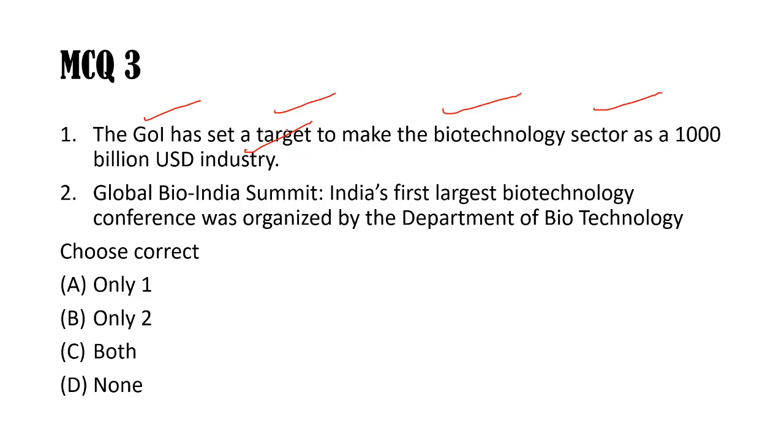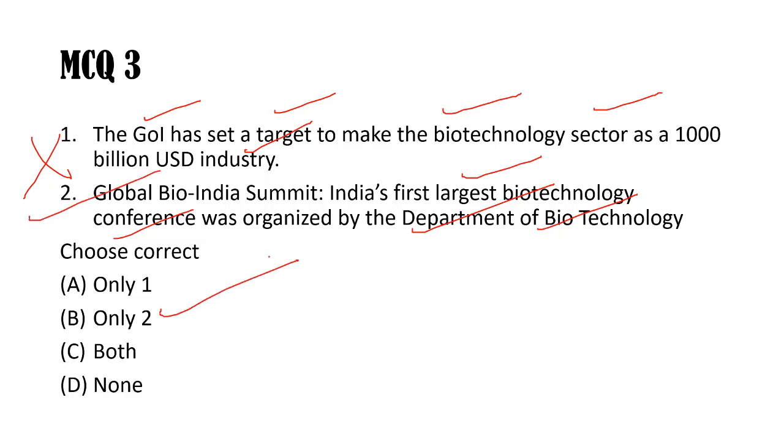So it's just a $100 billion target for the biotechnology industry. Okay, not 1,000. So this is wrong. Second, Global Bio India Summit, India's first and largest biotechnology conference, was organized by Department of Biotechnology in Bangalore. This surely happened and it was concluded yesterday only. So only 2 is the right answer here.